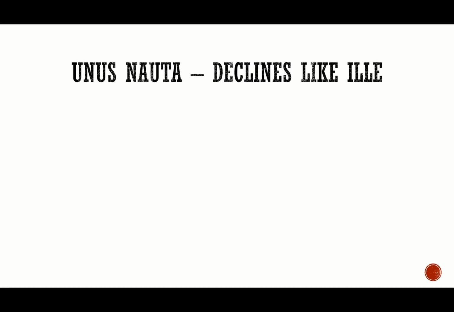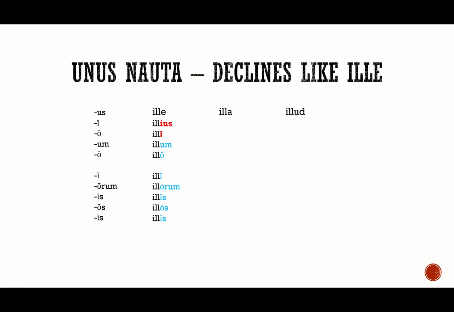Alright, now it declines just like ille, illa, illud. So let's look at ille, illa, illud for a moment. Our masculine is ille, illius, illi, illum, illo, illi, illorum, illis, illos, illis. Now if that bit at the end sounded a bit familiar, that's because it is. It follows second declension masculine endings. The only difference are the genitive and dative singular. They are irregular.